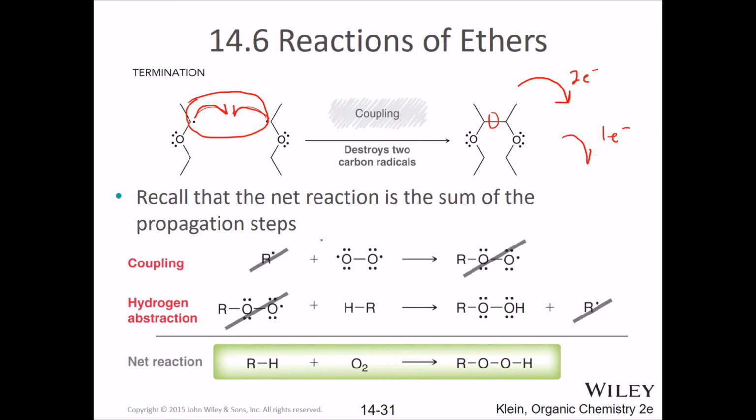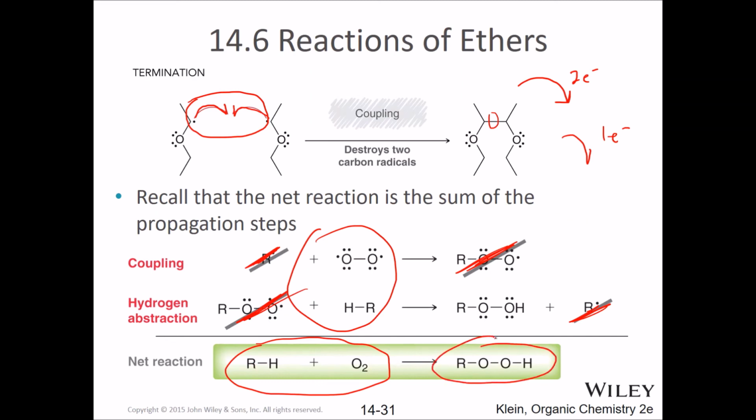Okay? So recall that the net reaction is the sum of the propagation steps. This is from, I don't remember, chapter 9 maybe, chapter 10. So the two propagation steps are coupling and hydrogen abstraction. And look at that. That is the same thing as this guy over here, so we cross it off. That's the same thing as this guy over here, so we cross it off. So this plus this is the net reaction, where that is our ether, in this case, and oxygen makes a peroxide.